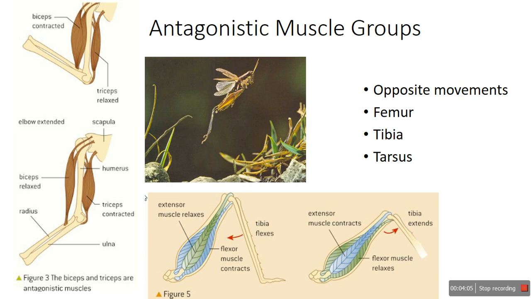Insects have an interesting set of muscles, very similar to the way that ours work. Same thing, same antagonistic idea. So it has three pairs of appendages. The hind limb is specialized for jumping. So this is the hind limb, the one at the back. You can see it here.